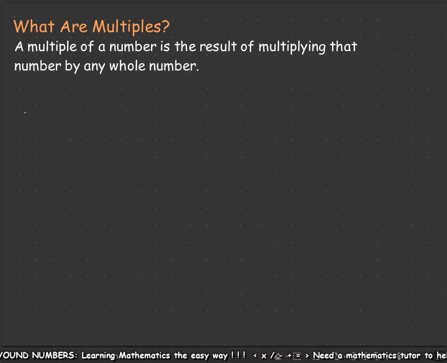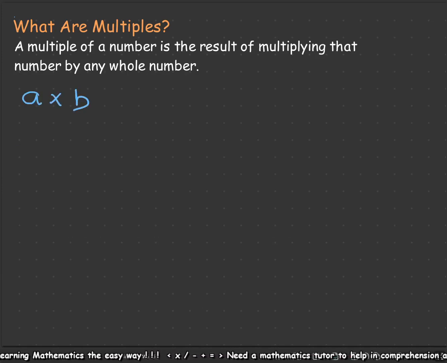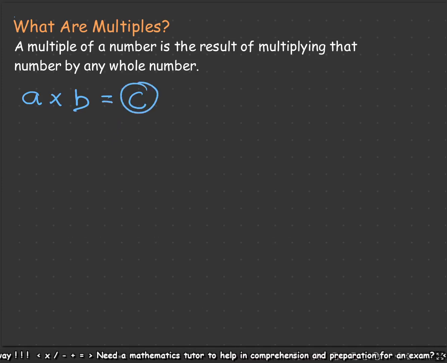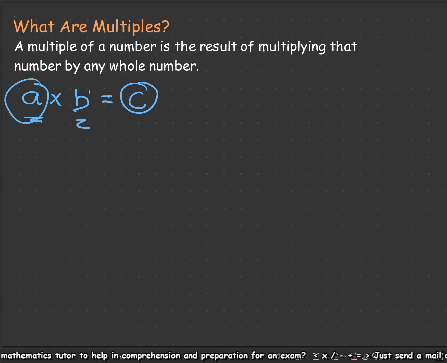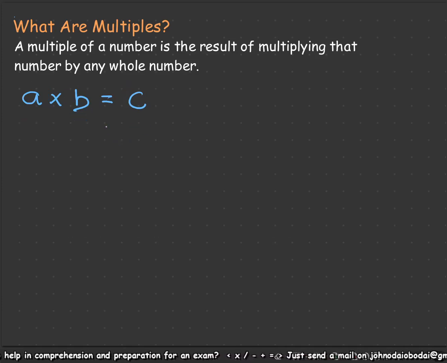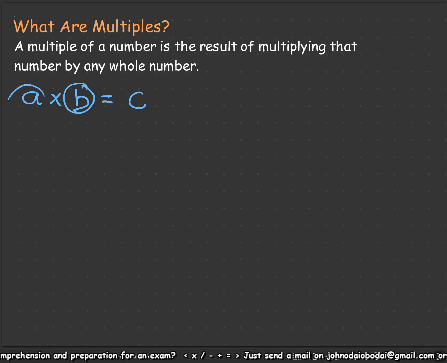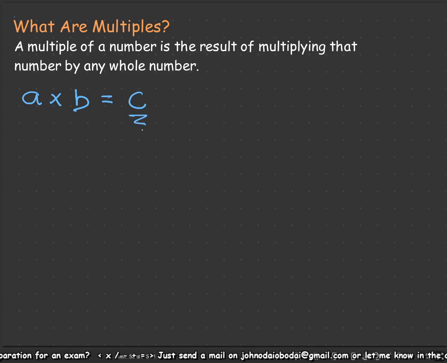That is, if you have A times B giving you what? C. You see, then we say that C here is a multiple of both A and B. Because if you take A, it is multiplying a whole number to give you C. You get it? Also, if you take B, it is also multiplying a whole number to give you C. So we call C a multiple.